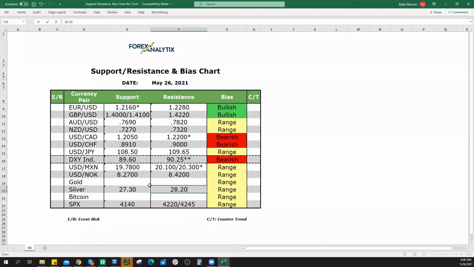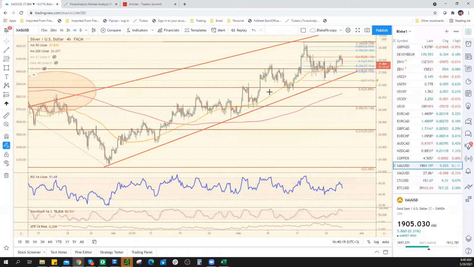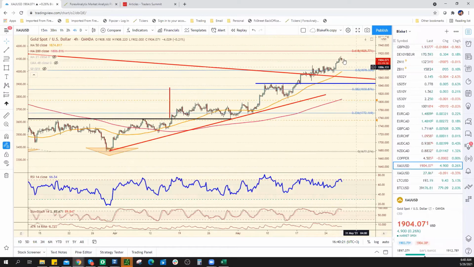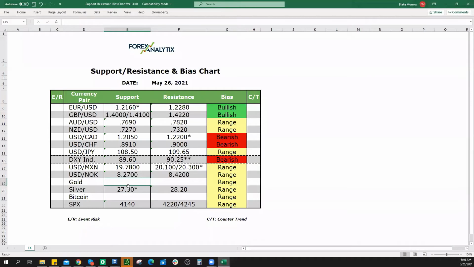So I'm going to write down 78.20 as resistance, those spike highs. 28.20, and this is really key support because this is that trend line. And I'm going to keep it in range because unlike gold's breaking out, which we have to be respectful of, this 1925 support is right here, 1845. And this is the one thing that says, okay, well, maybe we're going to still follow gold higher.